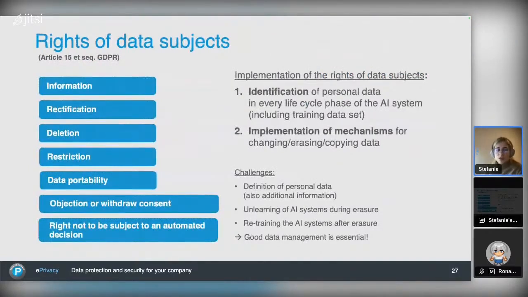Then under GDPR, all data subjects have different rights that they can exercise. I already mentioned one, which is to withdraw consent that they have provided. But there are other data subject rights, which is the right of information to access the data so that they know exactly what kind of data is being processed from them, which is one of the most frequently asked data subject rights. And the second most frequently asked one is the deletion request, where basically the data subject asks for deletion.